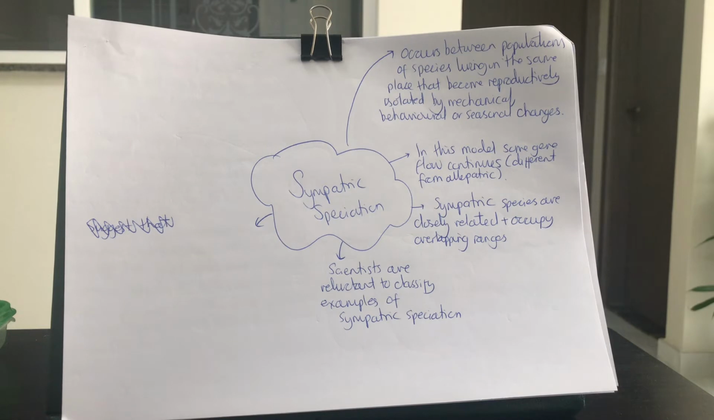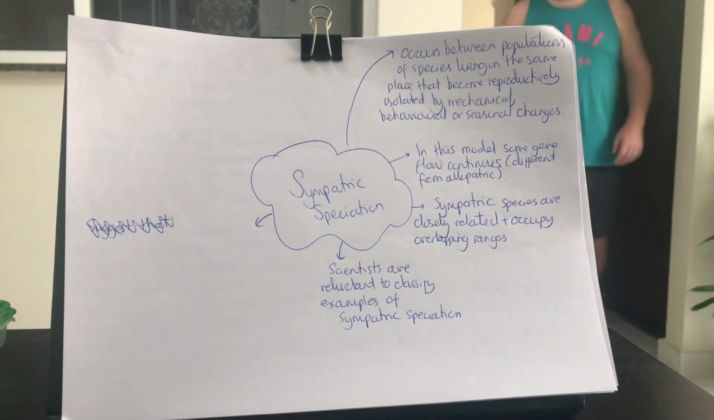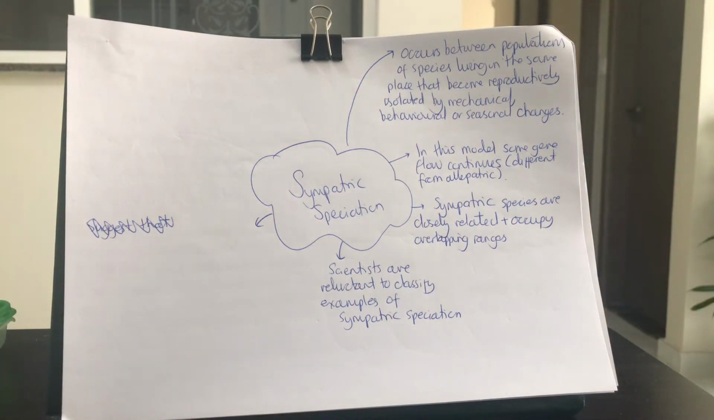In this model, some gene flow continues, which is really different from our allopatric speciation model. In allopatric, because they're physically and geographically separated, you don't have gene flow. Remember, gene flow is the movement of either the whole organism or the reproductive materials from one population to another. It's something that doesn't occur in your allopatric version, but in sympatric it does.